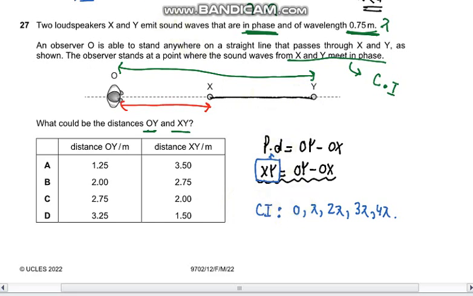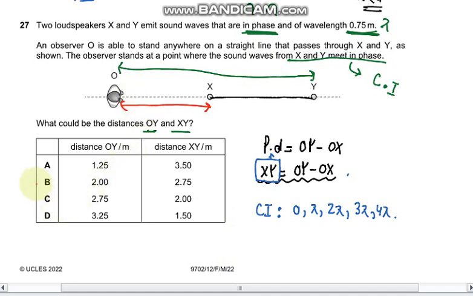So it says that the sound which meets is in phase. So if the sound is in phase, that means that is constructive interference. So if that's constructive interference, the condition for the path difference of constructive interference is that it must be 0, lambda, 2 lambda, 3 lambda, 4 lambda, and so on.